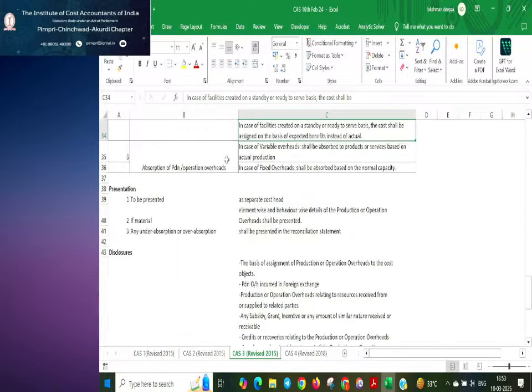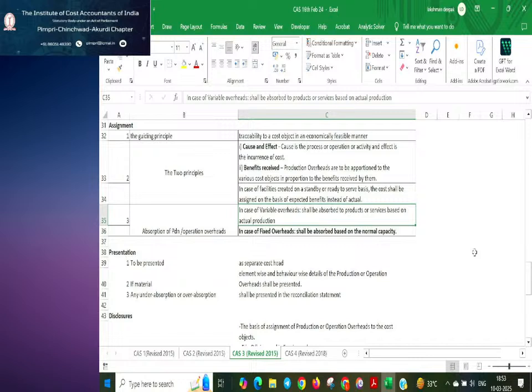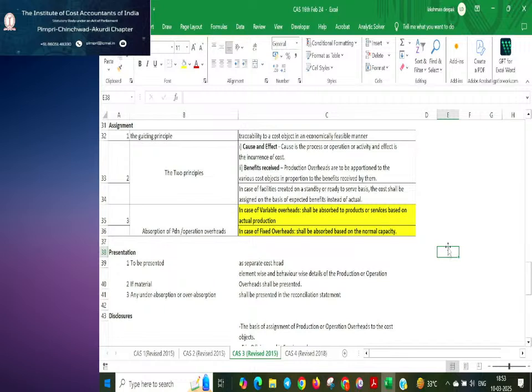Okay. Then absorption of production or operation overheads. How is that going to be absorbed? In case of variable overheads, it is absorbed based on the actual production. In case of fixed overheads, it shall be absorbed on the basis of normal capacity. This is important. This is what the cost accounting standard says. Because in the cost accounting standard, they are looking at production and operation overheads from the point of view of the behavior of the cost. So when we talk about the behavior of the cost, it is variable and fixed.